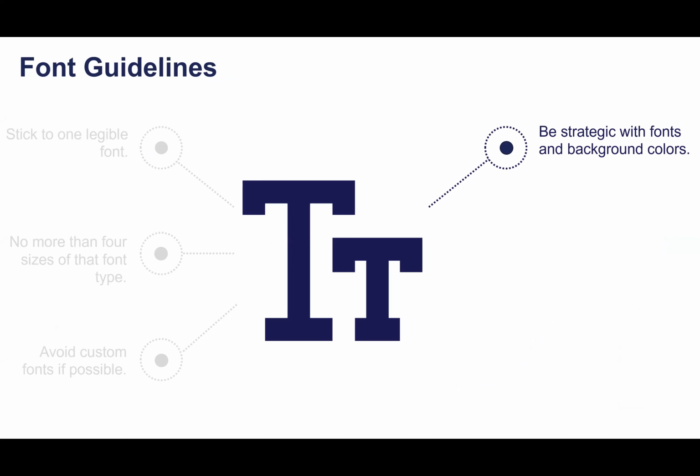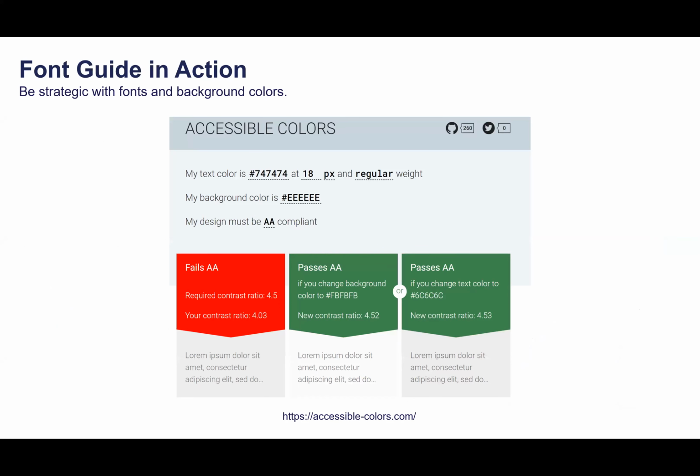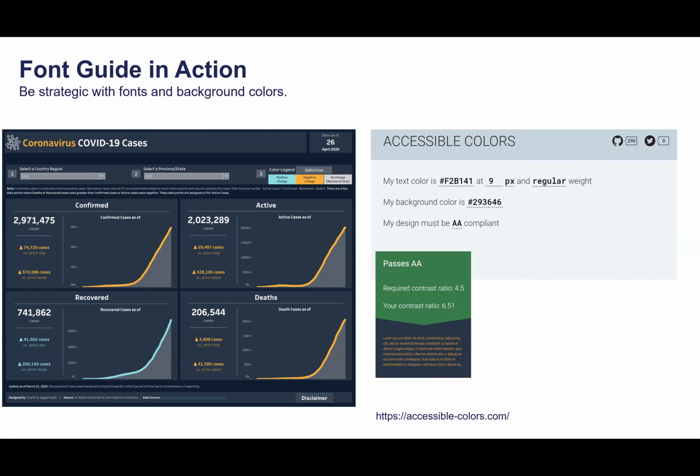Next, you want to make sure that you're being strategic with your fonts and background colors. I use a tool called accessiblecolors.com to test any font color that I've placed on a background. In this example, on the left-hand side, we have a dark background, and the font colors on it are yellow and blue for the positive and negative change. I wanted to make sure that users can see the contrast between the background and the font rather quickly, and that I'm aligning with the Web Content Accessibility Guidelines.